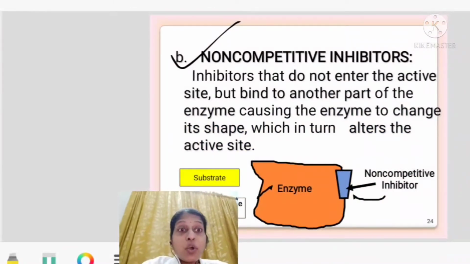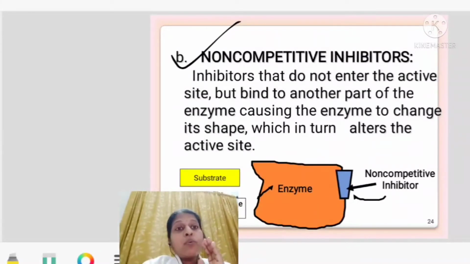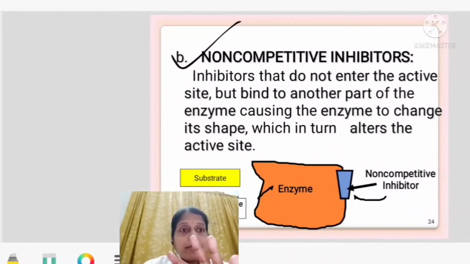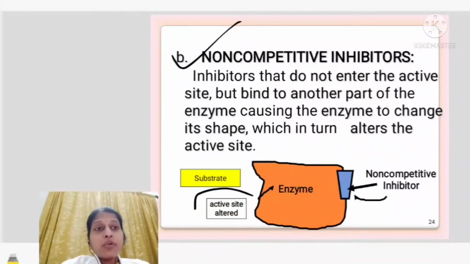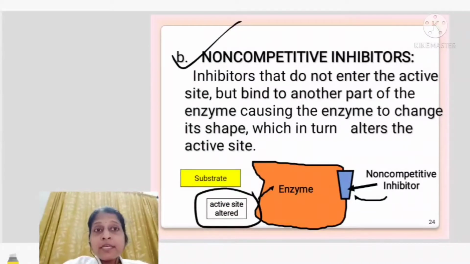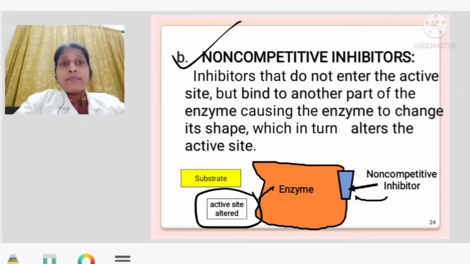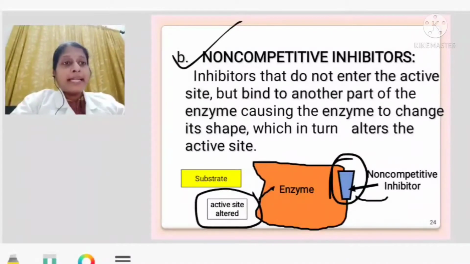Now the next one is your non-competitive inhibitors. How do they hinder the enzyme? Why does it not let the enzyme work, okay? Non-competitive inhibitors, when you see, they do not go and attach to the active site. They are not going to get attached to the active site. So where are they going to get attached? On the enzyme, they will be getting attached at some other place.